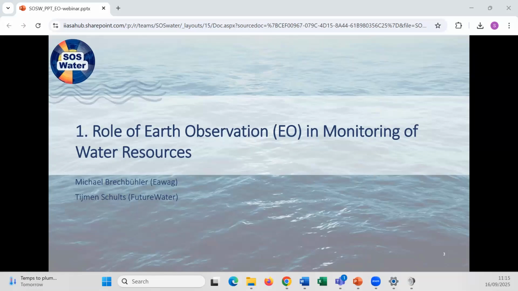So let's get to it. Let's begin with Michi. I hand over the floor and look forward to the role of Earth observation in monitoring water resources. Thank you, Mike, for the introduction. I will start out to give an overview of Earth observation, the EO techniques that we use to get EO data, and how we use it in monitoring of water resources.